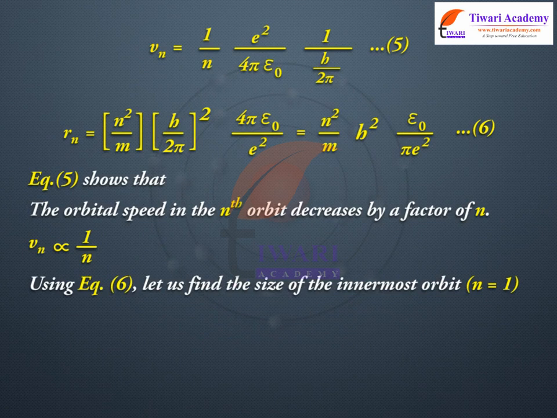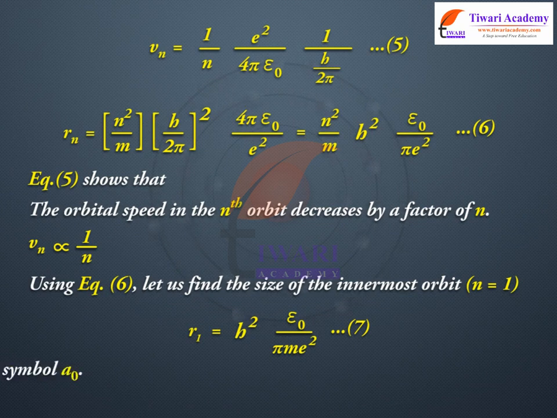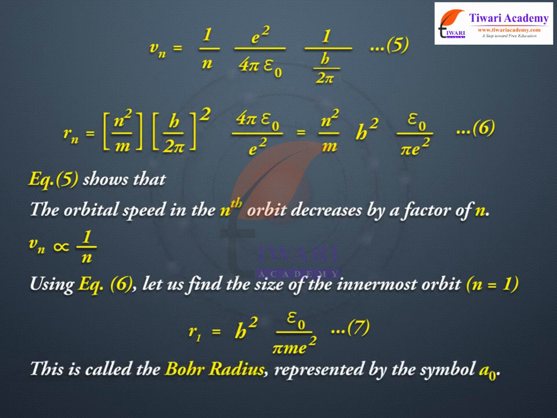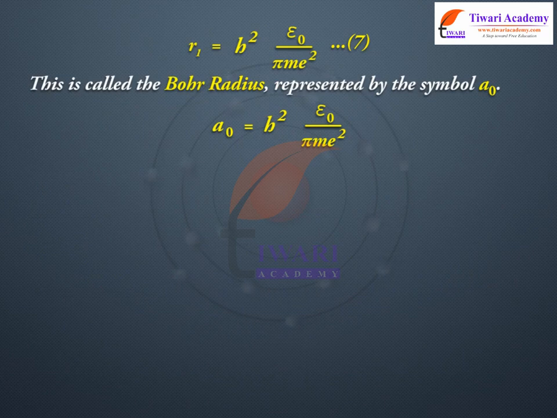Using equation 6, let us find the size of the innermost orbit, n is equal to 1. R1 is equal to h square epsilon naught upon pi m e square, equation 7. This is called the Bohr radius, represented by the symbol A0. Thus, A0 is equal to h square epsilon naught upon pi m e square.